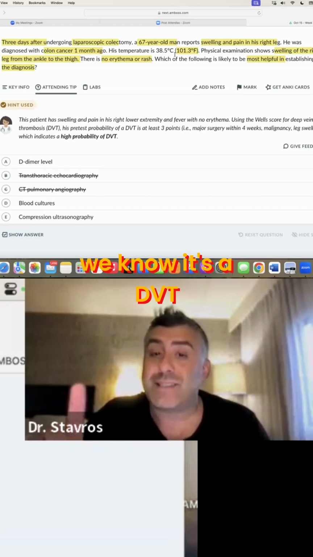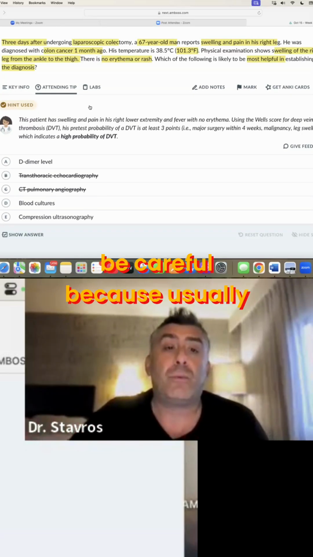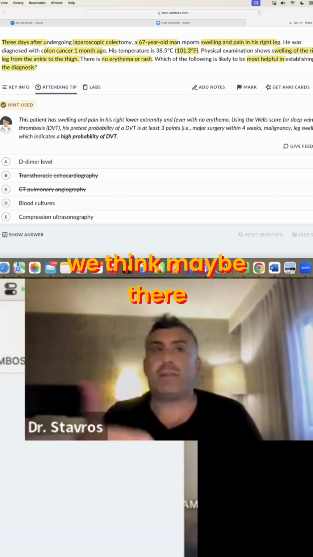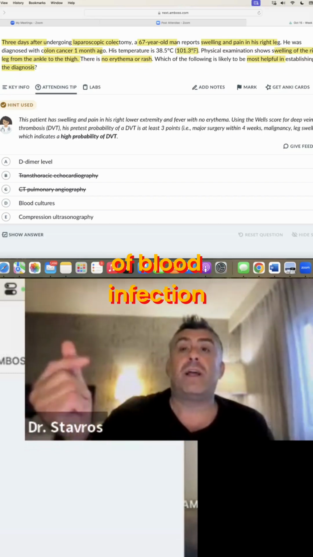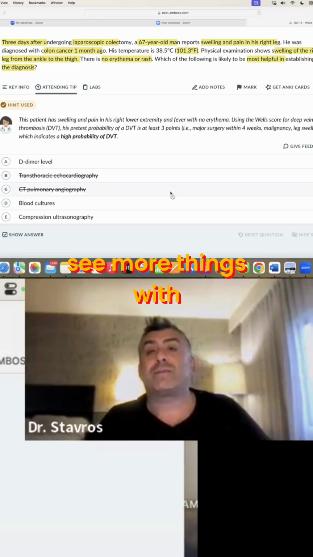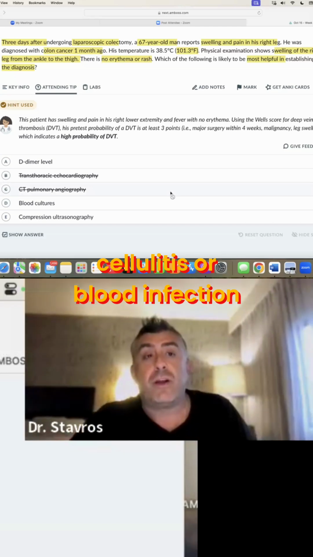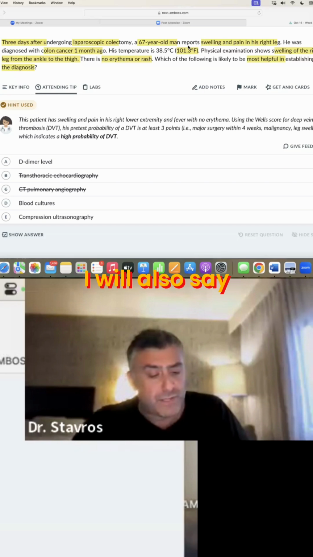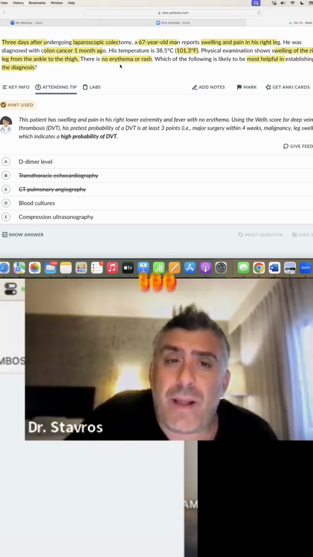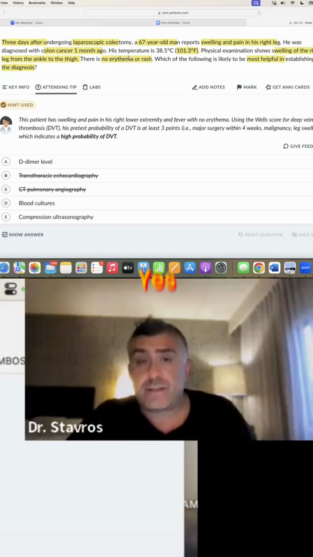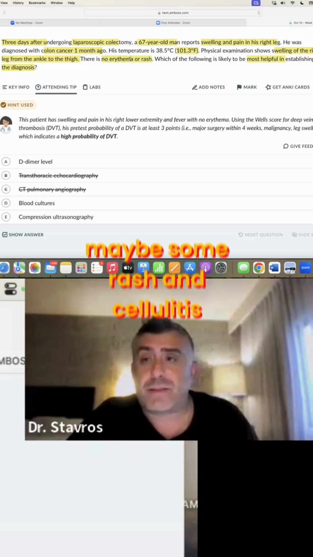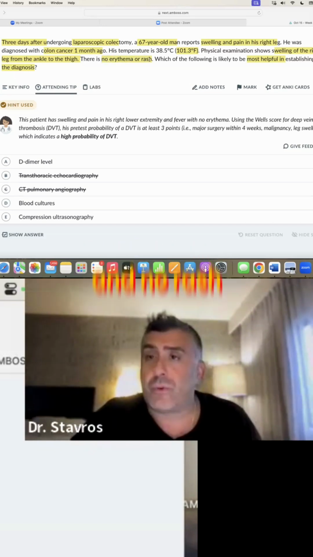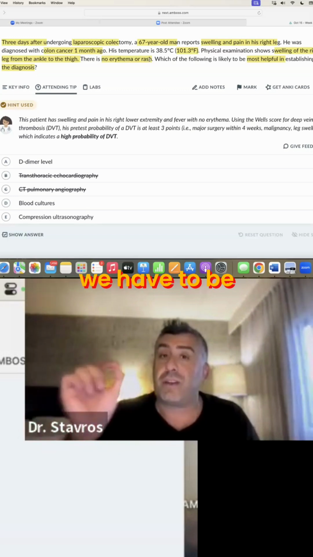We know it's a DVT. Be careful, because usually we know it's a DVT in our minds. We see high temp. We think maybe there's some sort of blood infection. There we go. But then you would see more things with cellulitis or blood infection than what they're presenting here. So that's why I will also say, wouldn't you see erythema? Yes, I would see some erythema, maybe some rash and cellulitis. In this case, there is no erythema and no rash. So this is where we have to be very careful.